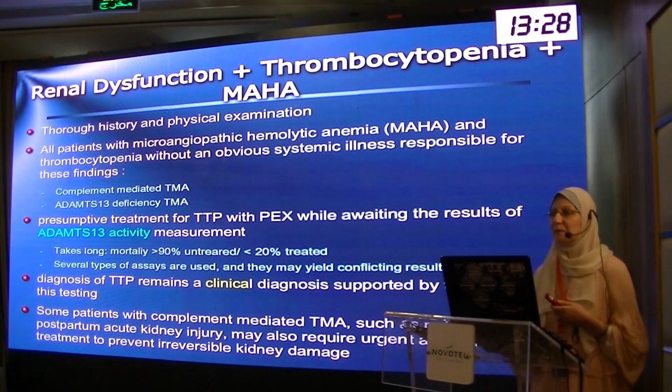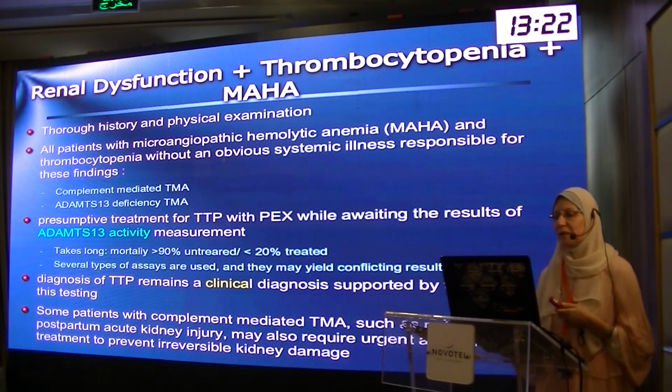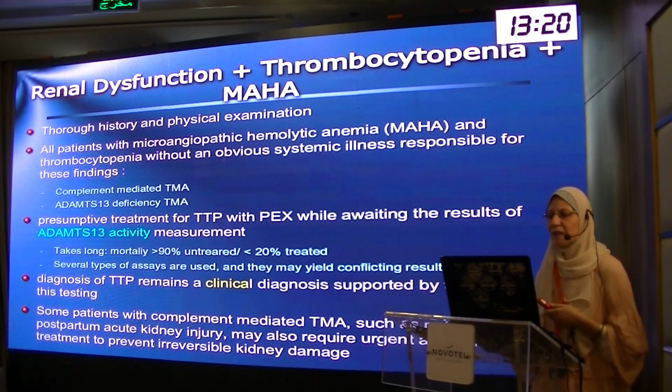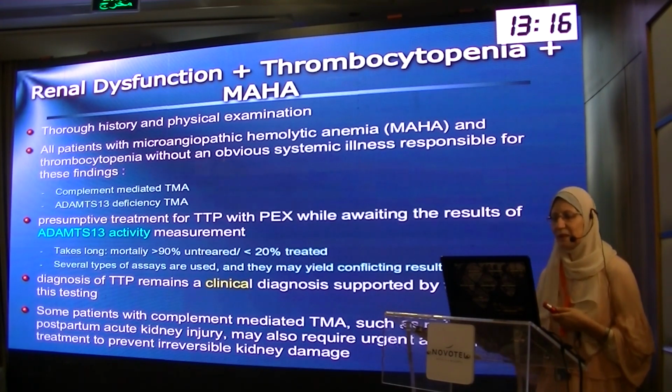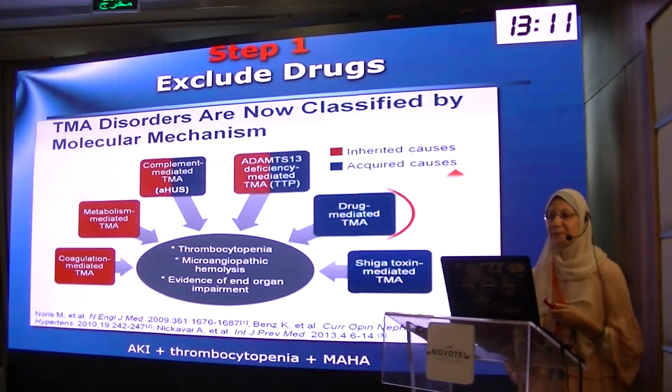Also, patients with complement-mediated TMA, particularly those with postpartum acute kidney injury, may require treatment because they can progress very quickly to end-stage renal disease, and if anti-complement treatment is available, this is going to be a good choice. If not, of course, you can still go for plasmapheresis.